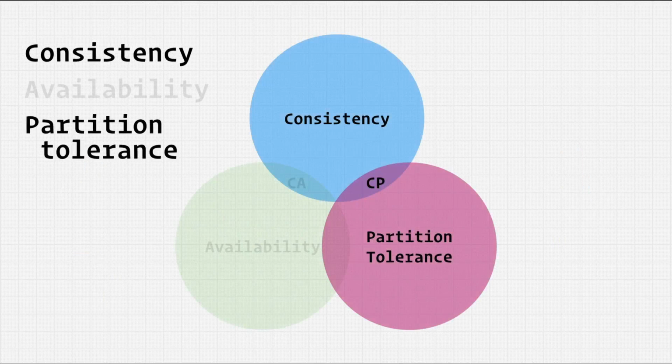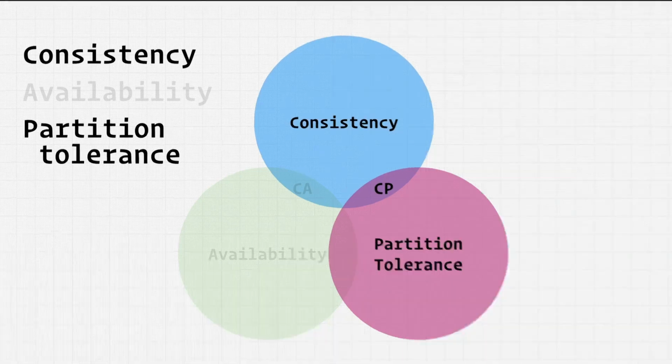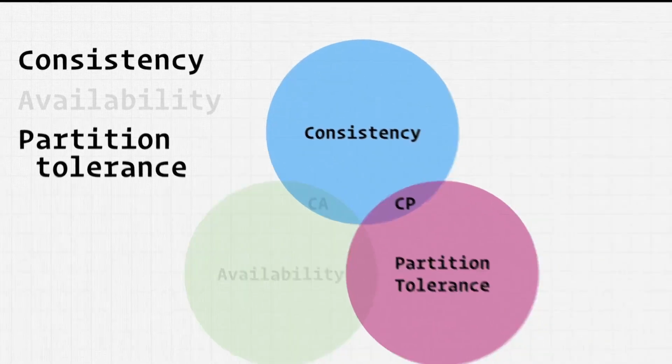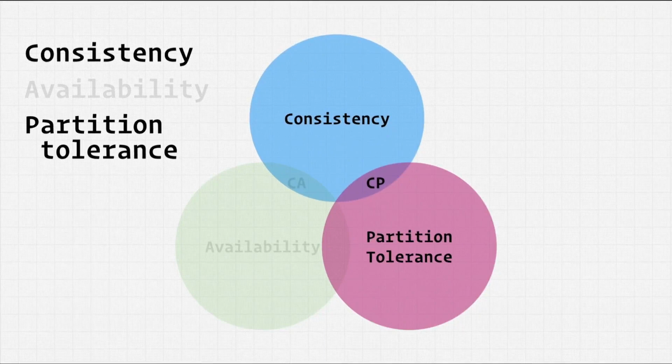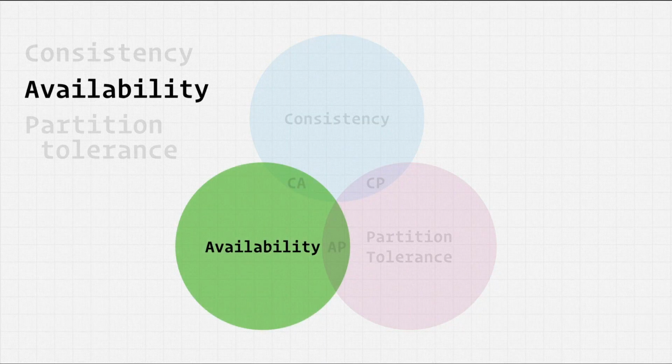Now, if your system is consistent and partition tolerant, then you have a CP system, hence that overlap purple area there. So that is one type of system. The other one is an available system, and that's what we're going to talk about in the next video. We're going to talk about availability and what that means in the same context of databases.